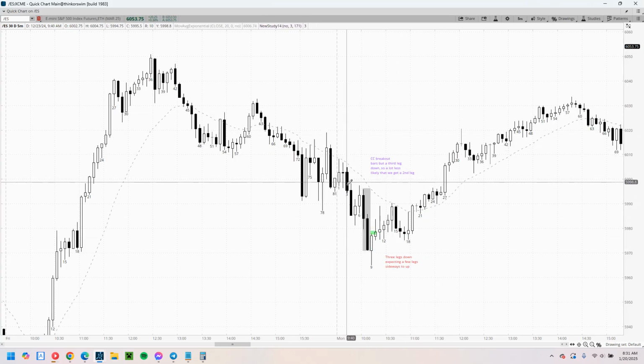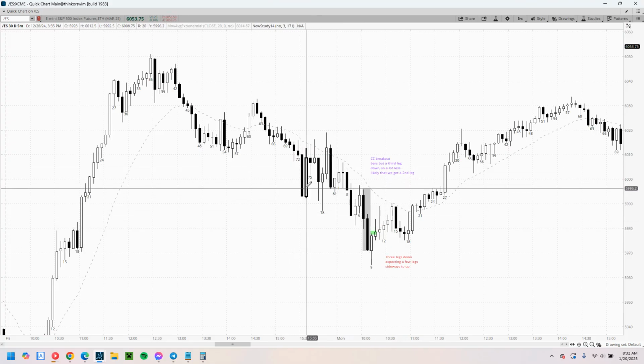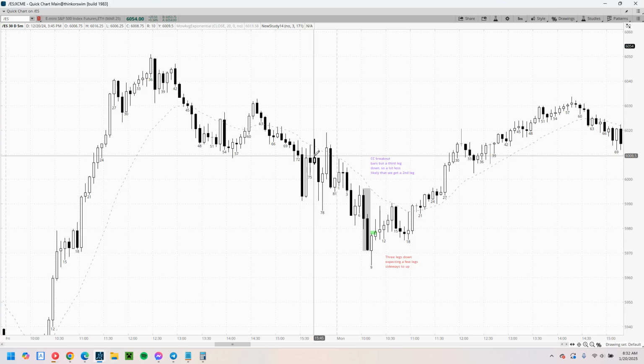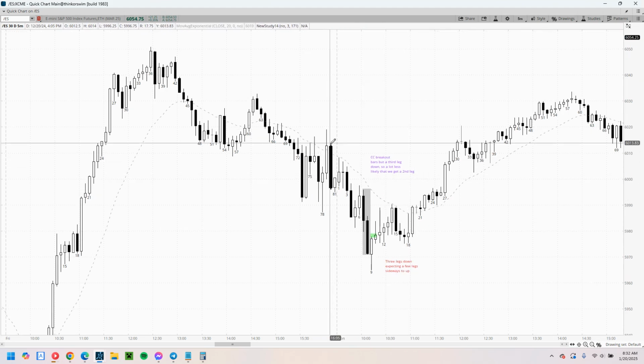1, pullback, 2, pullback, 3. We just got 3 pushes up. 1, pullback, 2, pullback, 3, and now 3 pushes down. So 3 pushes up, 3 pushes down. A wedge correction. We might have to rally somewhere back up into this area.